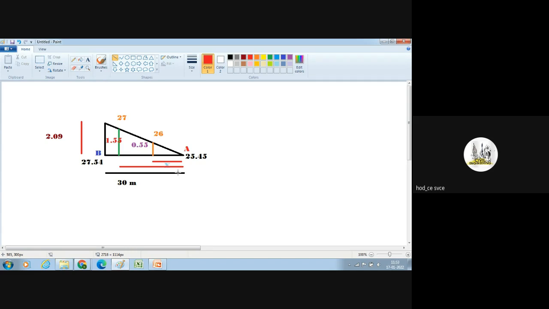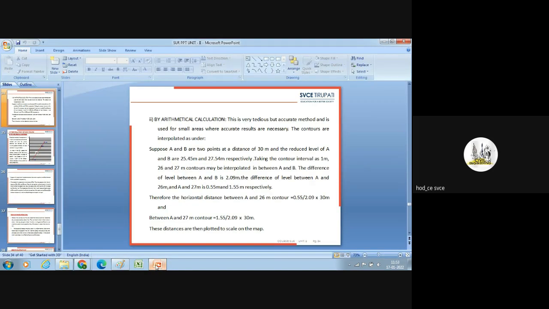For uniformly varying loads, how do we calculate the intensity of the load within the triangle? In our case also, we are going to implement this method. So the same method we have used for this condition also, right?